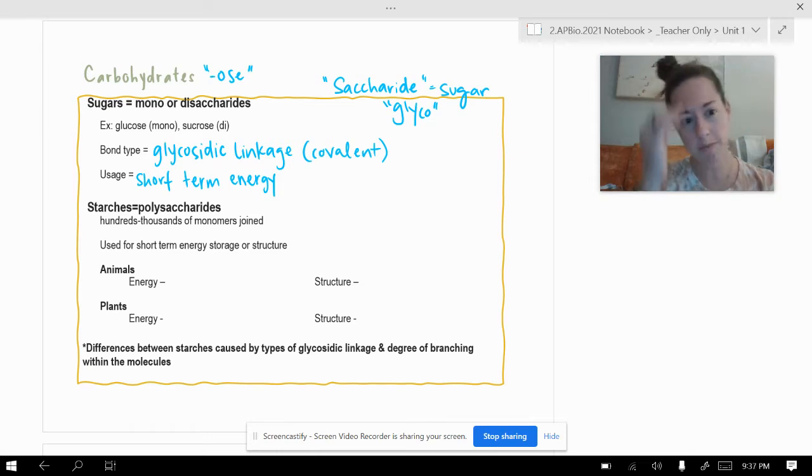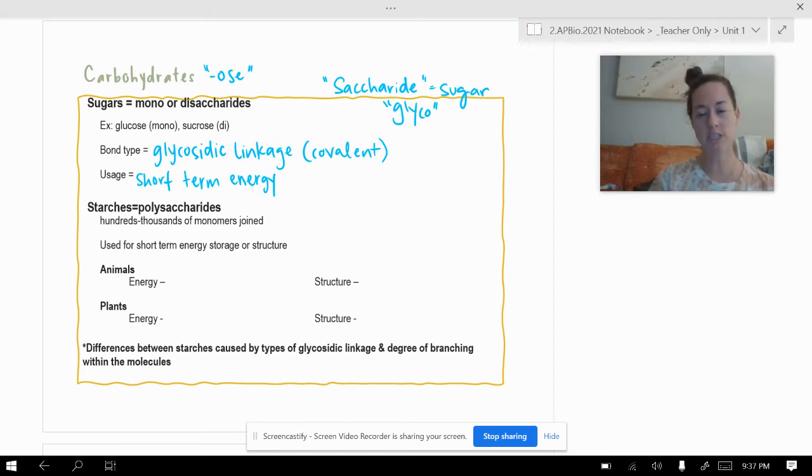Okay, so moving on from that, starches are your polysaccharides, and you have probably heard of them being called your complex carbs. Poly means many, so it's just many monosaccharides being linked together into huge chains, like thousands of sugars long. They're really big molecules. Starches can be used for short-term energy storage or for structure. This is short-term, relatively speaking, because fats are going to be your long-term energy storage.